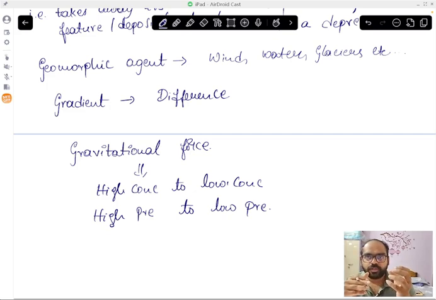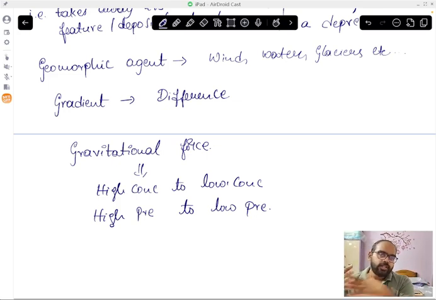The higher concentration material will be on top of a mountain, and due to gravitational attraction of the earth, that material falls down and goes from higher concentration area to lower concentration areas. Whenever the material starts moving, these geomorphic agents transport that material from one area to another area.